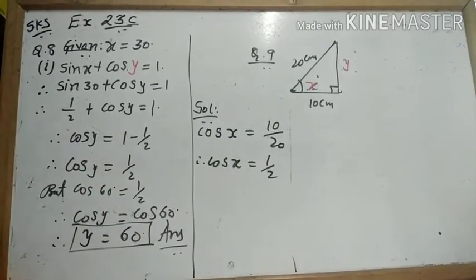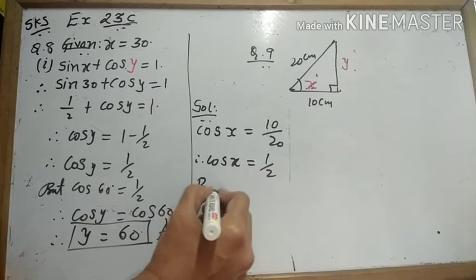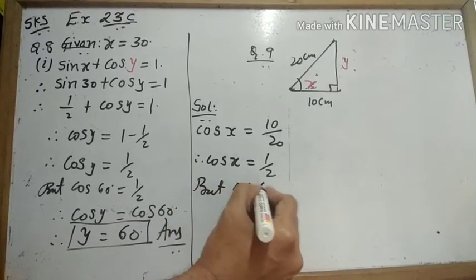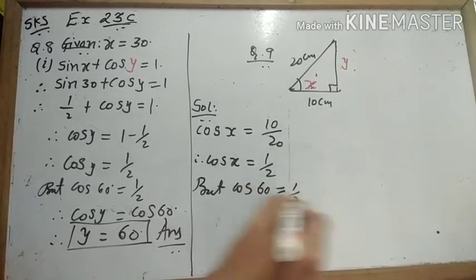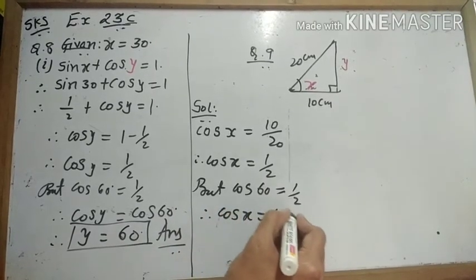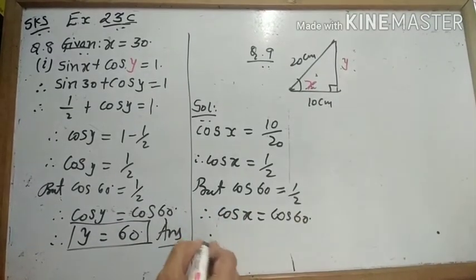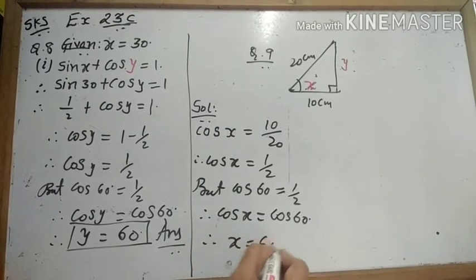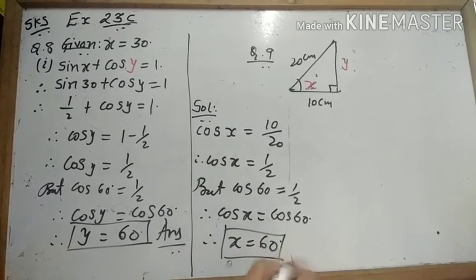Now it is easier for you. Cos of x is equal to 1 upon 2, but I know from the tabular values that cos of 60 is equal to 1 over 2. Hence cos of x will be equal to cos of 60. And if you remove the cos function from both sides, it will be x equal to 60. So that is the first sub question's answer.